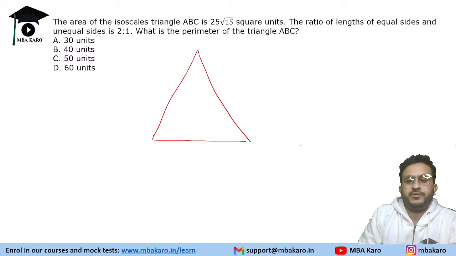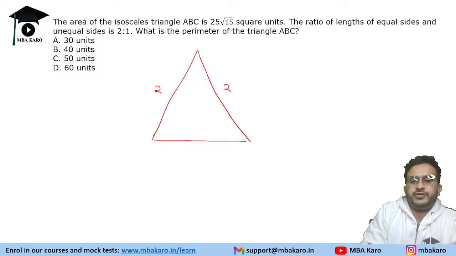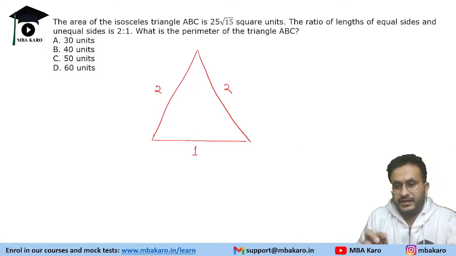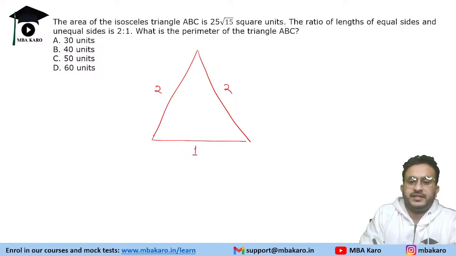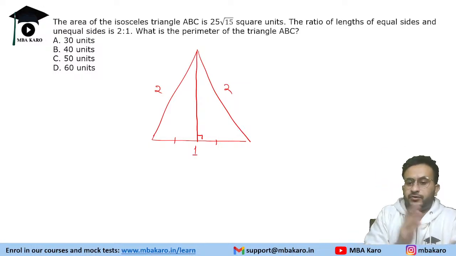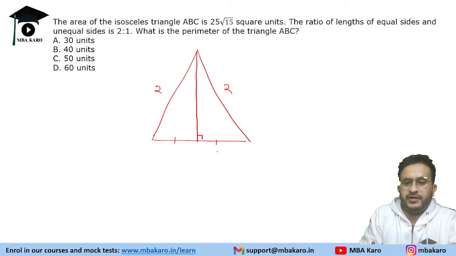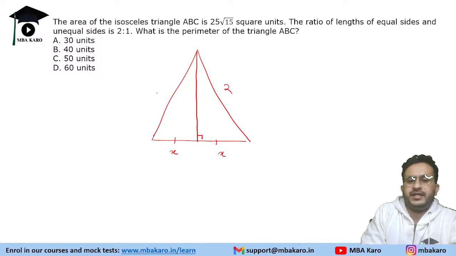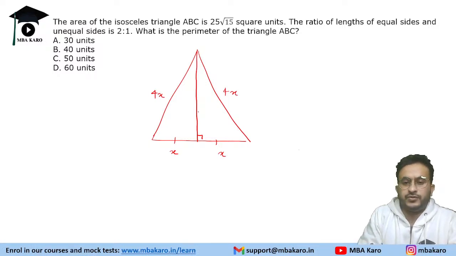So let's see this problem. These sides are in the ratio 2 to 1, right? Now, in an isosceles triangle, if you drop a perpendicular, it bisects the side. ठीक है, ये प्रॉपर्टी पता होनी चाहिए isosceles triangle की. If you draw a perpendicular, it bisects the side, so it will become 0.5 and 0.5. Now what we can do is take it twice. So let us say this is x, this is x, so these sides will be 4x and 4x. So these two sides are 4x, 4x, and the shorter side is x.